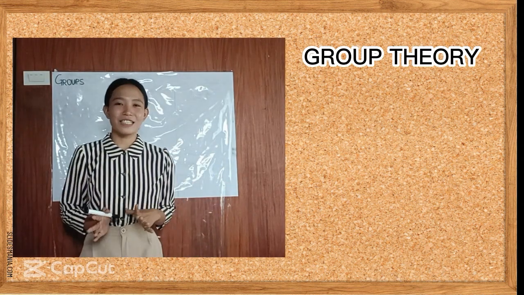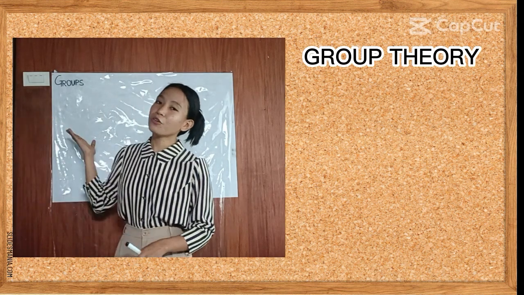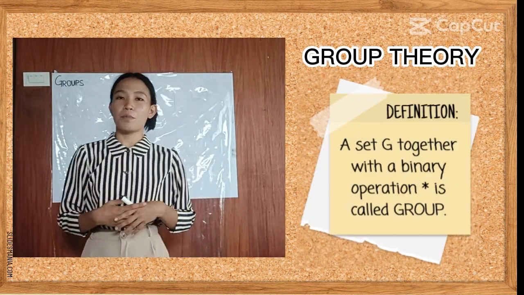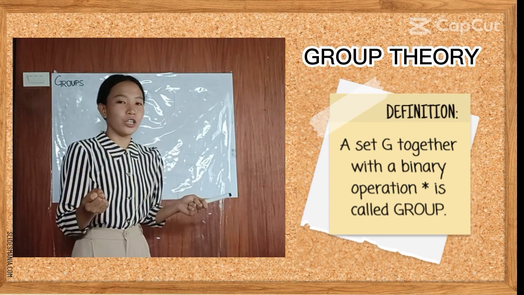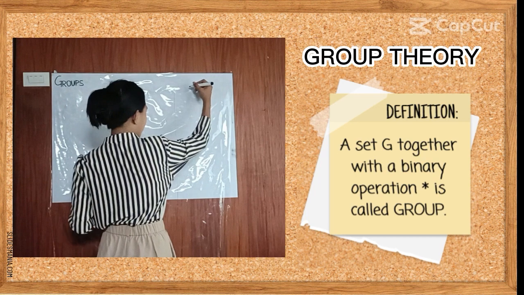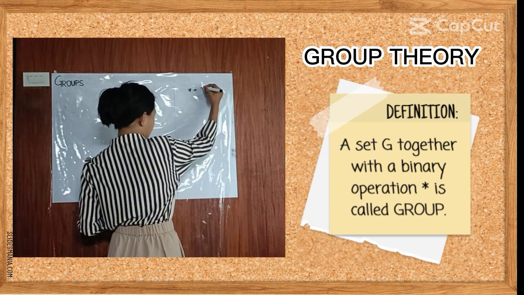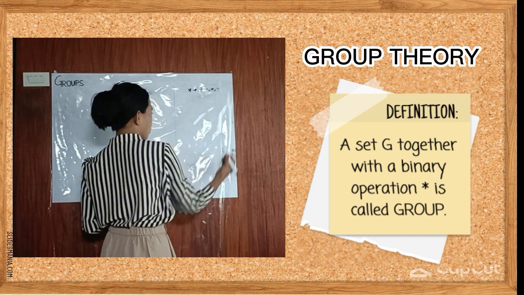Good morning, class. Our topic for today is all about group theory. Let's talk first about group. A set G together with a binary operation star is called a group. Star can be addition, subtraction, multiplication, and division.